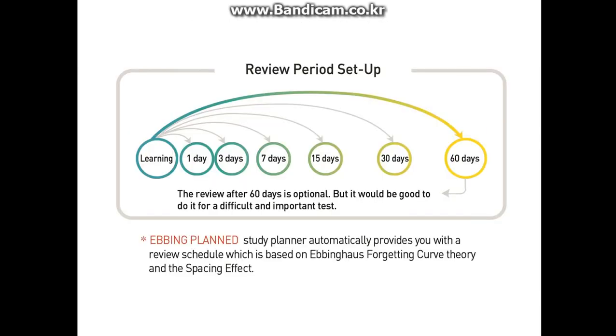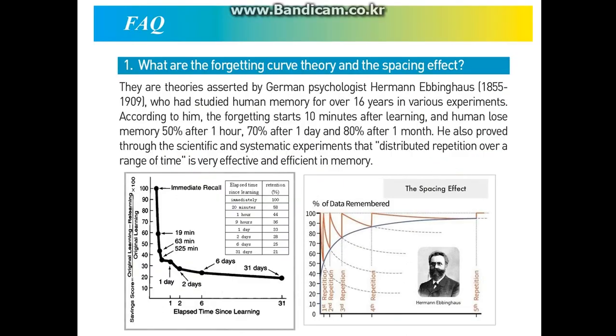EBBING Plan is a study planner which automatically provides you with a review schedule, and the schedule is based on Ebbinghaus forgetting curve theory and the spacing effect. I think you might have already known these theories, but if you are new to them, please read carefully the manual, which is enclosed in the EBBING Plan product, or search on the internet. Then you can find much information and you can easily understand them.